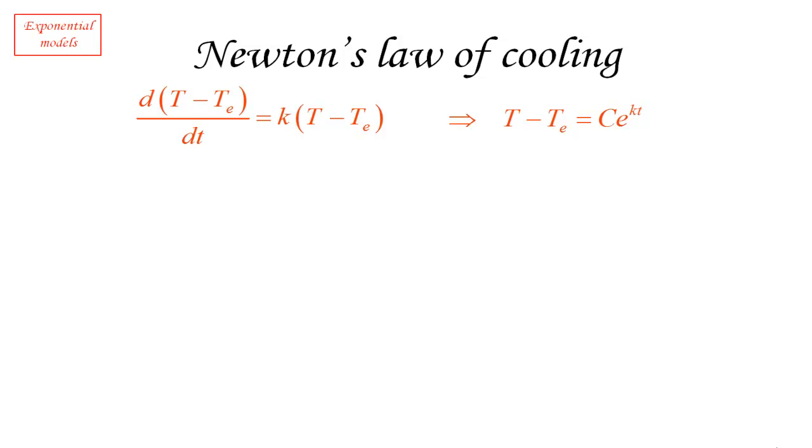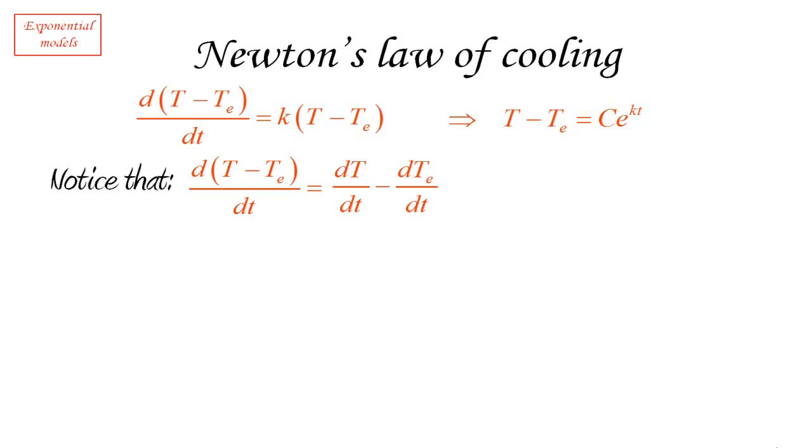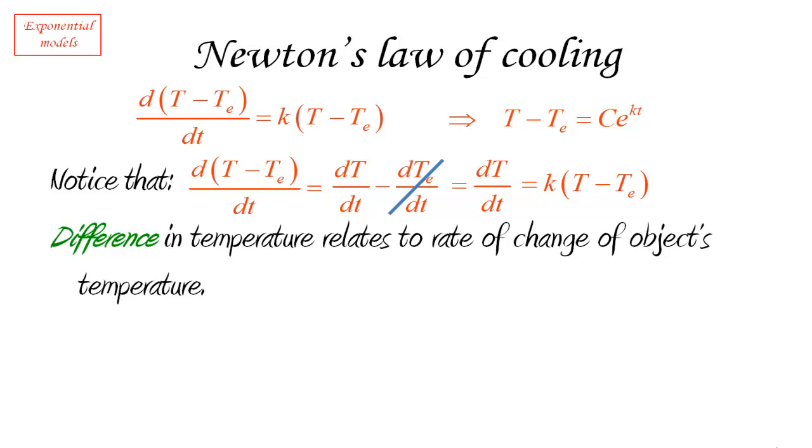Let's notice a few things about this Newton's law of cooling and its solution. Okay? So first of all, notice that when I take the derivative of the left-hand side, I can use the addition rule of derivatives and say that that's the same thing as the derivative of T, the temperature of the object, with respect to time, minus the derivative of the environment temperature with respect to time. But the environment temperature doesn't change, therefore that derivative is going to be 0, and therefore that left-hand side really just represents the rate of change of the temperature of the object. And what I'm saying is that this is going to be proportional to the difference in temperatures. Okay? So the differential equation we're dealing with tells us that the difference in temperature relates to the rate of change of the object's temperature.